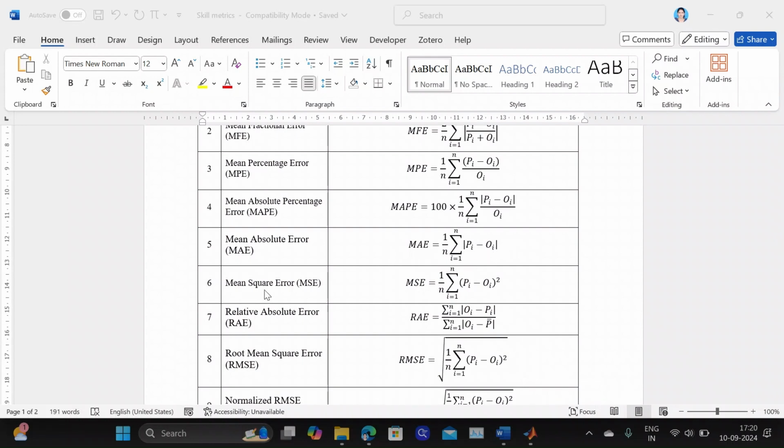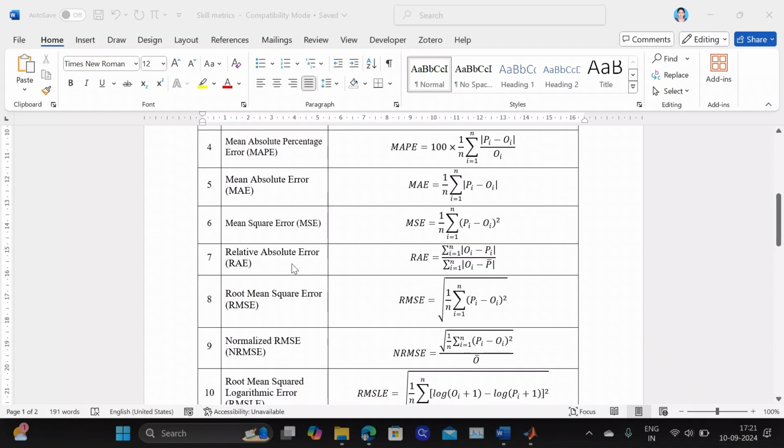The sixth metric is mean square error, that is MSE. MSE is very commonly used, and I think you might know the formula as well. MSE is also used in training neural networks. So the formula is MSE equals 1 by n summation i equals 1 to n of Pi minus Oi, the whole square, that is the square of the error, and then taking the mean.